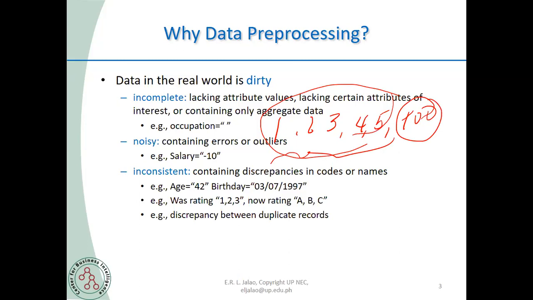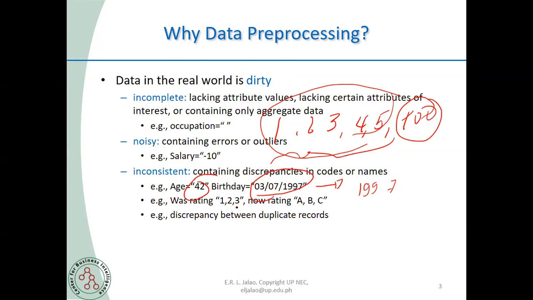And then we have also inconsistent. When we say inconsistent, it contains discrepancies in codes or names. So iba-iba. Like for example, yung age niya nalagay doon na 42. And then yung record na yon meron din siyang birthday. Pero pag na-compute na yung birthday niya at saka yung age niya, hindi lumalabas na 42 yung age niya. So it is inconsistent.